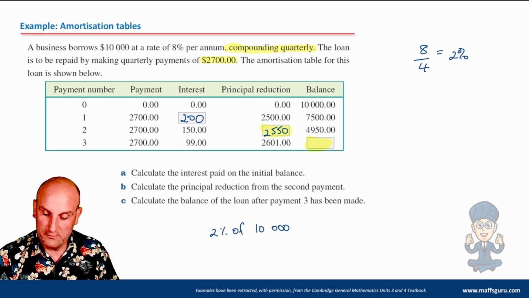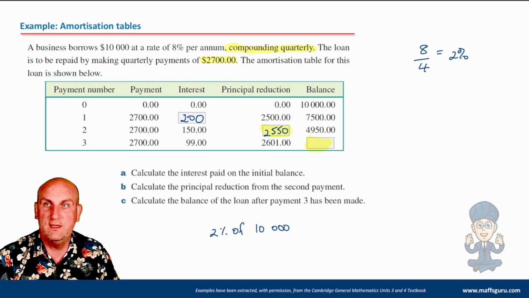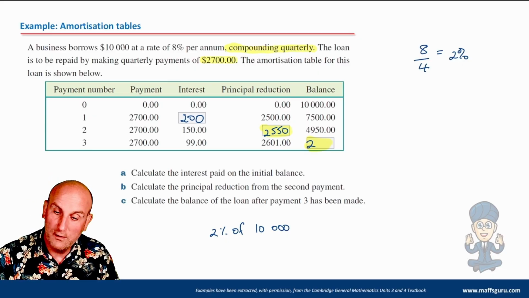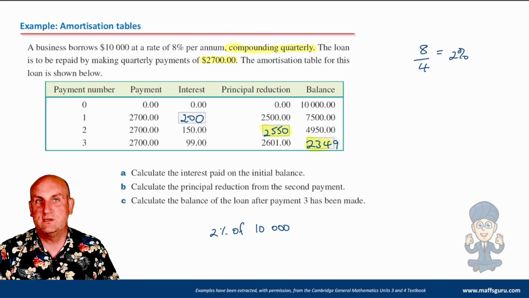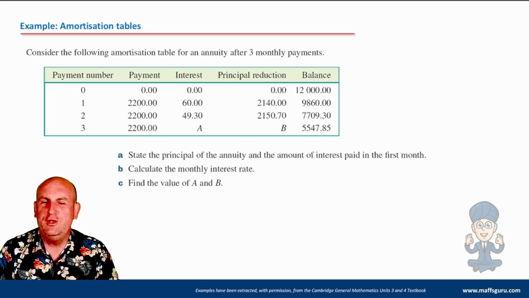4,950. You can't see what's going on off screen, but my fingers. Minus 2,601 gives me 2,349. Ka-ching. Again, the power of amortization tables is huge. All right. Now again, here's another example, now with an annuity.